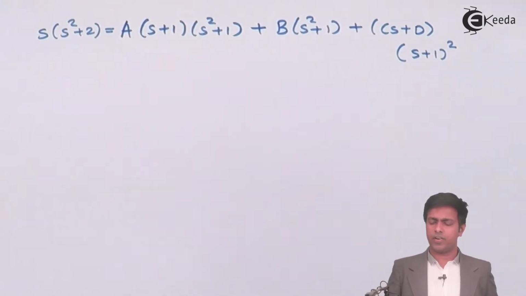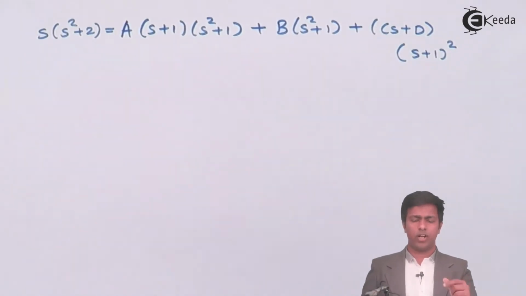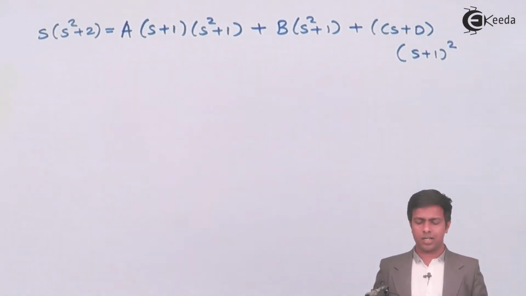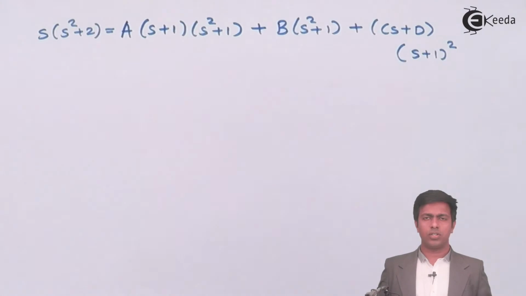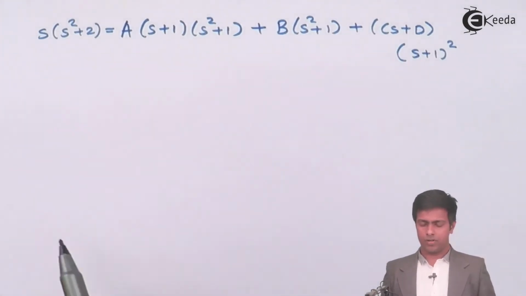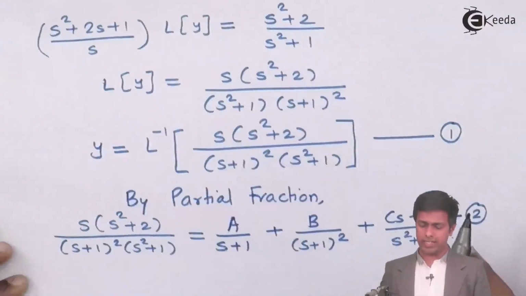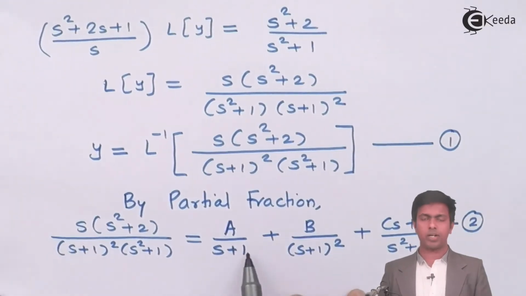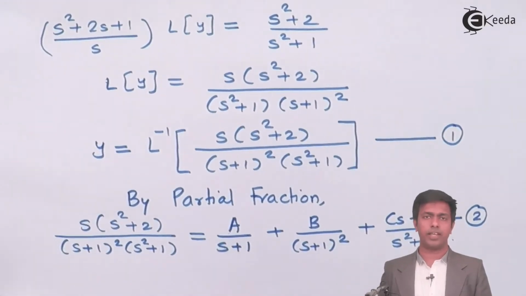And now the next part is, let's find out A, B, C, D by substituting different values of s. That is one of the methods, and the other method is comparison of coefficients. So these are the two methods to get the values of A, B, C, D. So let's start. Here I'll put the value of s as -1 so that this denominator will become 0 and we can get the value of A.